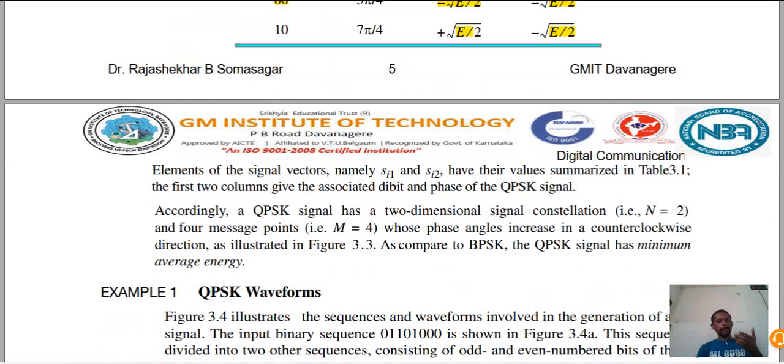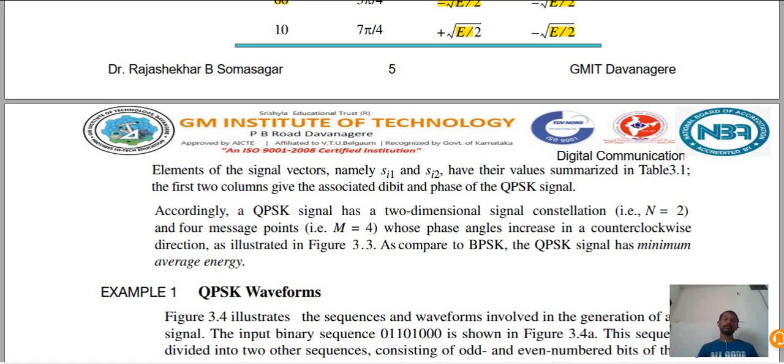Here the elements of the signal vectors, which are named SI1 and SI2, have the dibit, and have a phase shift of pi by 4 as the difference. Accordingly, a QPSK signal has a two-dimensional signal constellation.